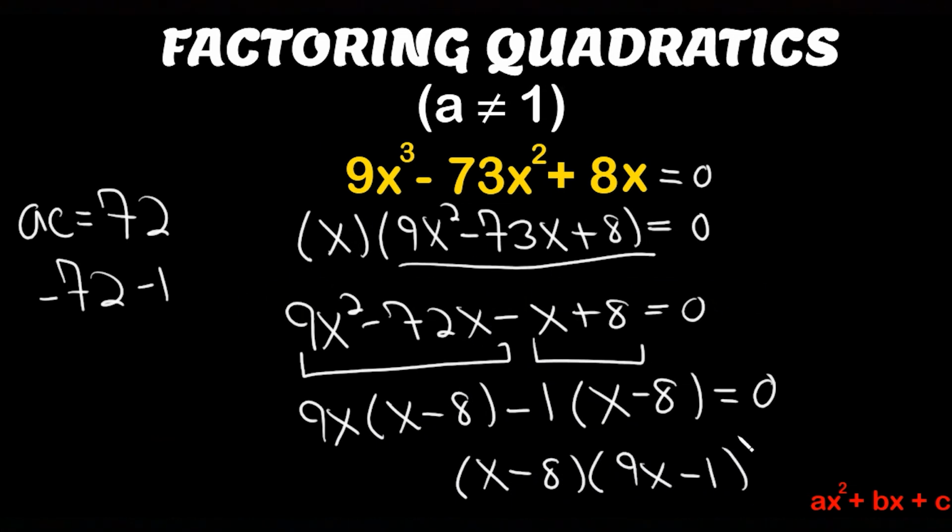9x minus 1. And then don't forget, we pulled out an x at the beginning, so we have to include that in the final answer. I'm going to put that right in the front, put my x right here, and that's going to be completely factored. Okay? So that is how you factor quadratics when a is not equal to 1.